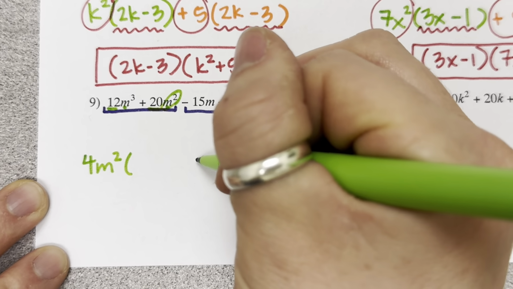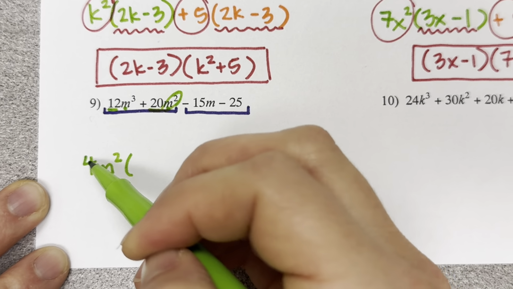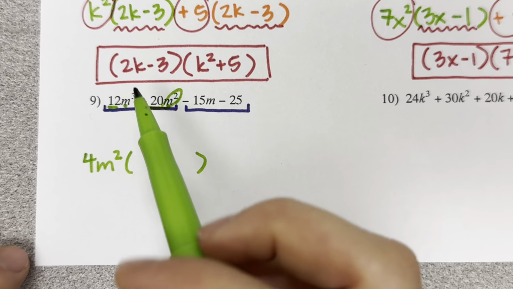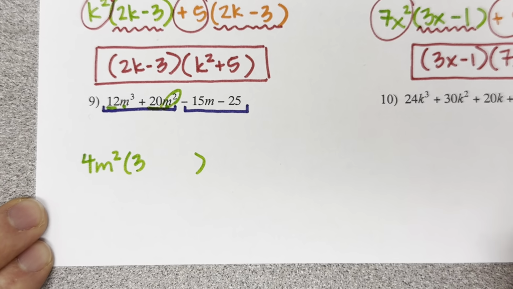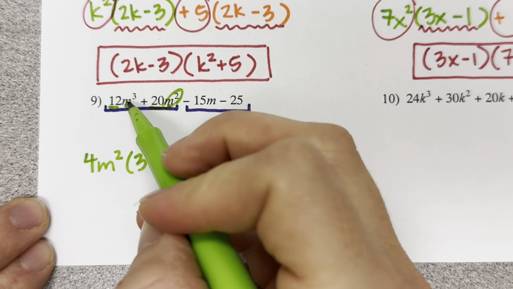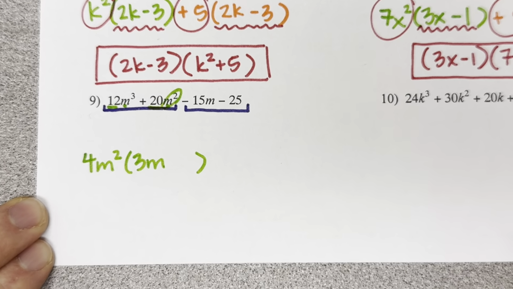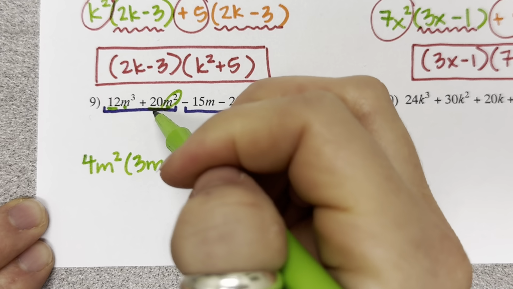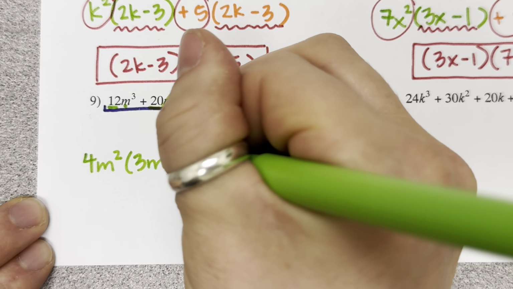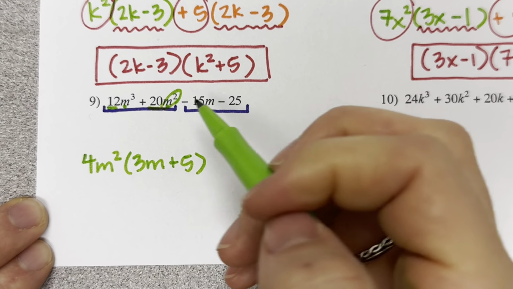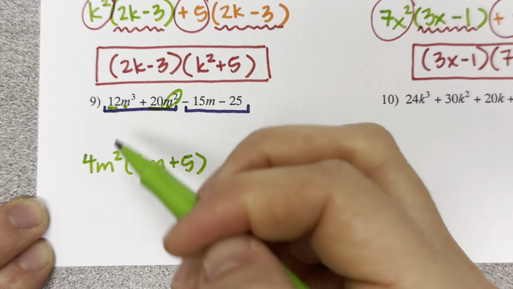Let's figure out what's left inside when we divide each of our terms by our GCF. 12 divided by 4 is 3. M cubed, dividing out 2 of them, will leave me with 1 of them. Now for my second term, 20 divided by 4 is 5. I had 2 m's, I divided them all out. So I'm done with my first 2 terms.